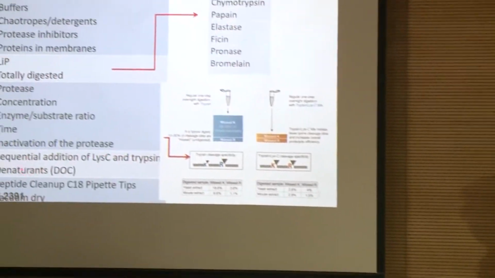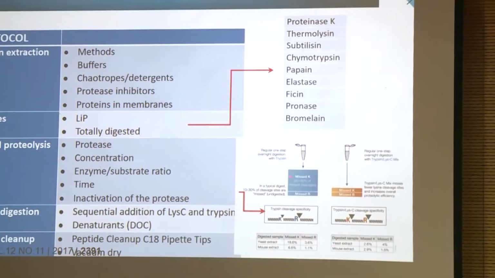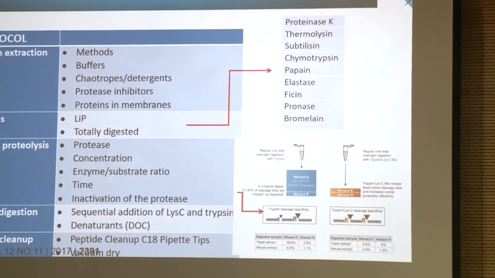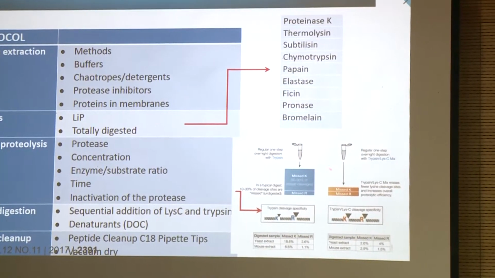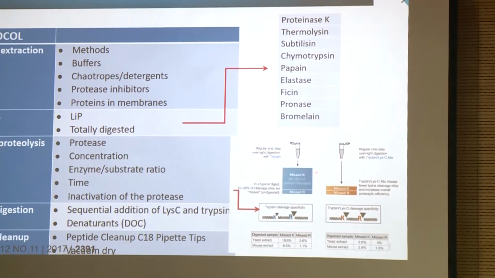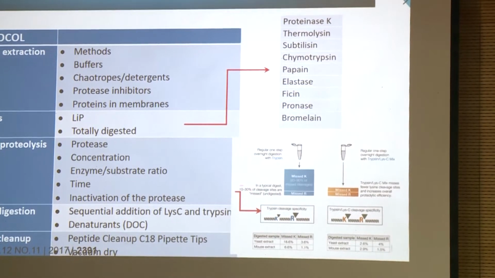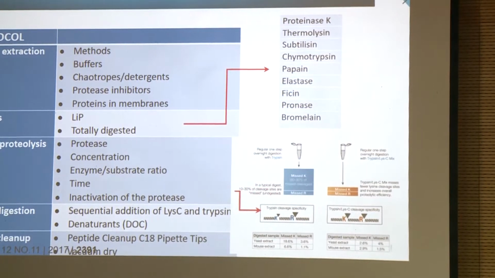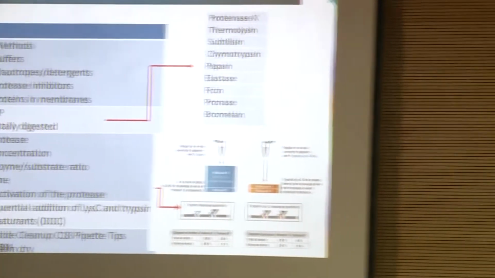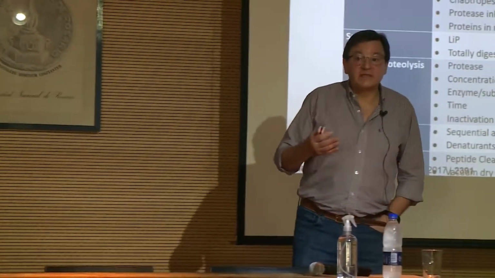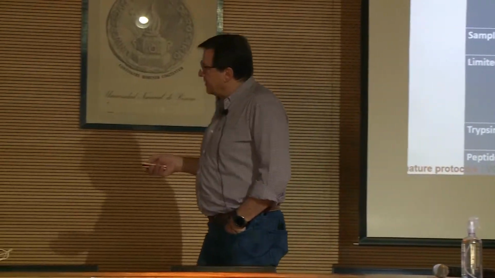So you know that trypsin doesn't like to have a lysine and a proline, and normally 10 to 30% of the lysine sites are not cut by trypsin.